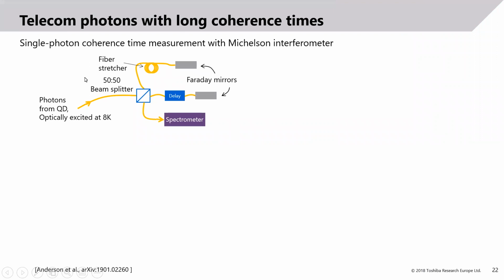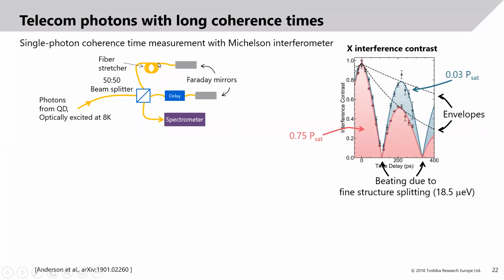So this is how we measure coherence time. We have a fiber-based Michelson interferometer where the photons from our qubits impinge on a beam splitter. There are two fiber-based arms. One of them has a fiber stretcher, which is able to introduce a little bit of a delay between the two arms to record interference fringes. The other one has a delay line, which is able to do a more coarse adjustment of that delay. Then the two arms are recombined and we measure the output on a spectrometer. We look at the contrast of the interference fringes as a function of delay.